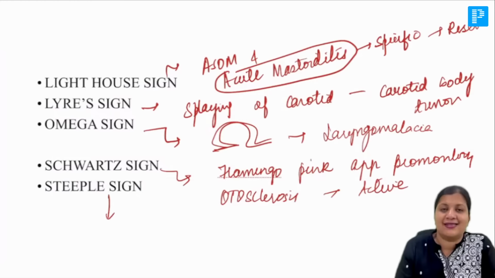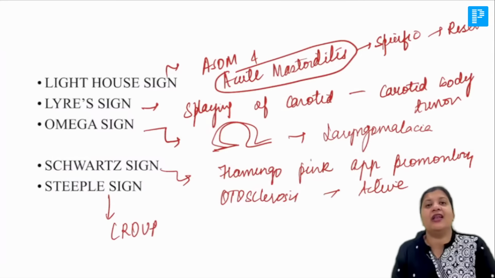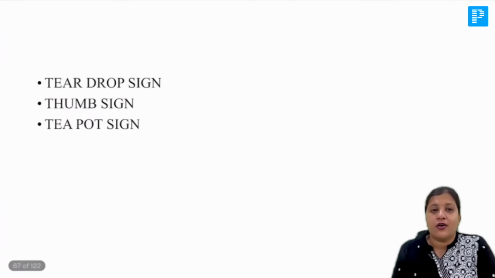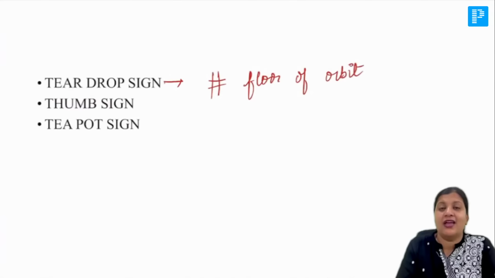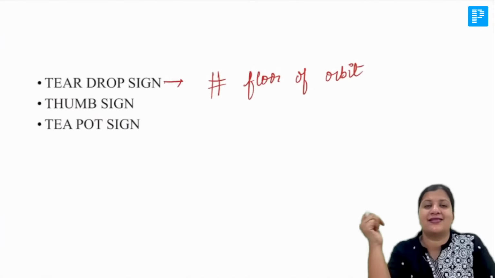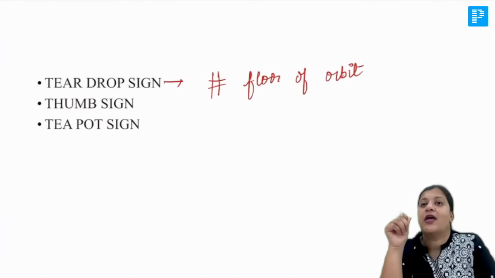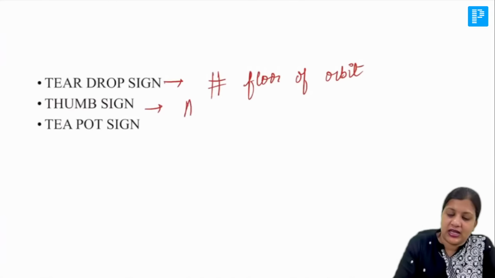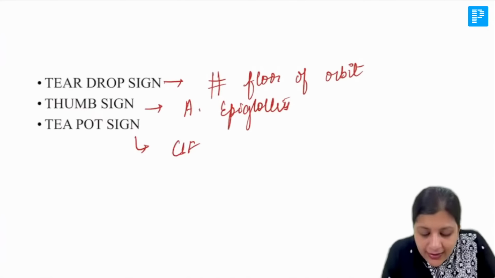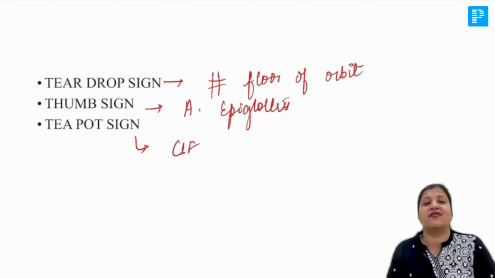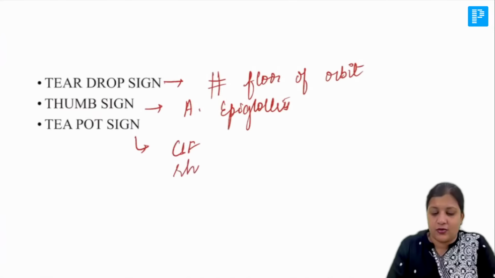Steeple sign is a sign where you see narrowing of the subglottis resembling the steeple of a church. This is seen in croup. Teardrop sign is a sign where you see fracture of the floor of the orbit, which is called blowout fracture, where the orbital contents herniate into the maxillary sinus, giving rise to the teardrop sign. Thumb sign is a sign which you see in acute epiglottitis, and teapot sign is a sign that you see in CSF leak, where when you bend the patient forward, there is a gush of CSF that is seen in CSF rhinorrhea.